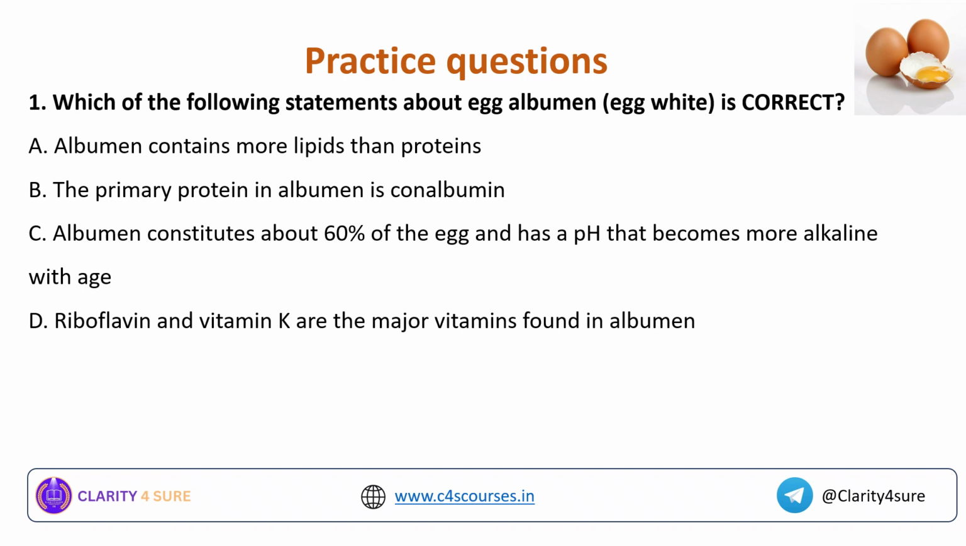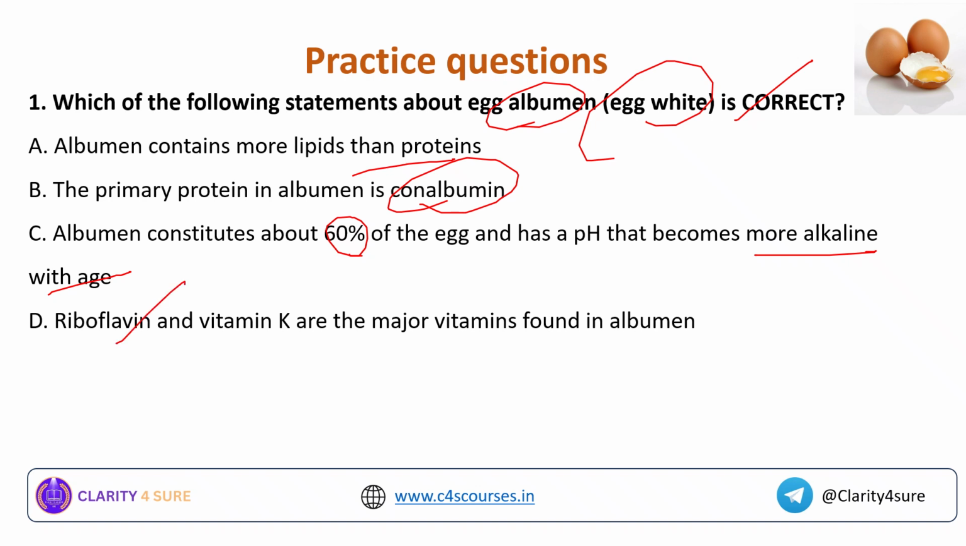Which of the following statements about egg albumin, that is the egg white, is correct? Albumin contains more lipids than protein. The primary protein of albumin is known as corn albumin. The albumin contains about 60% of egg, and its pH becomes more alkaline with age. Riboflavin and vitamin K are the major vitamins found in the albumin. So, if you have been keenly watching this lecture, you will be easily able to answer this question. Let me know your answers in the comment section below.